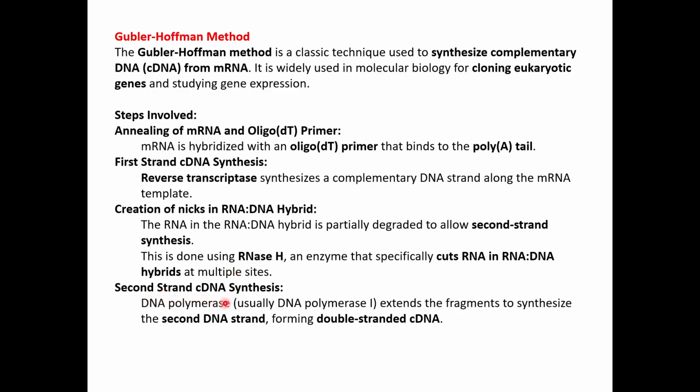Then the second strand cDNA synthesis occurs. Then we use DNA polymerase. Now our template is DNA, so we can use DNA polymerase, and usually DNA pol 1 is used. It extends the fragments to synthesize the second DNA strand, forming double stranded cDNA.